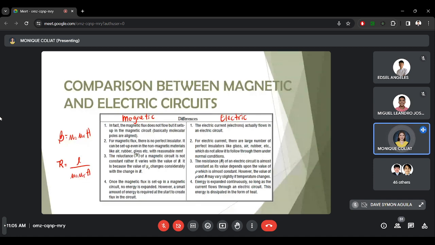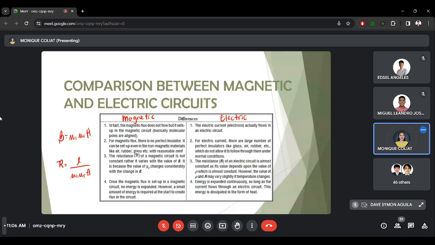In the electric circuit, the resistance is almost constant, as its value depends upon the value of the resistivity, which is almost constant. However, the value of resistivity and R may vary slightly if temperature changes. So the resistance in an electric circuit is always constant. Mag-iiba man siya, very minimal. Minimal yung change. It is just because of the temperature outside.